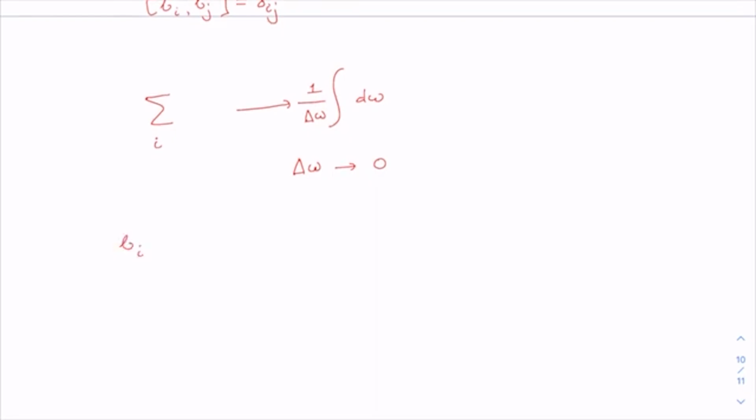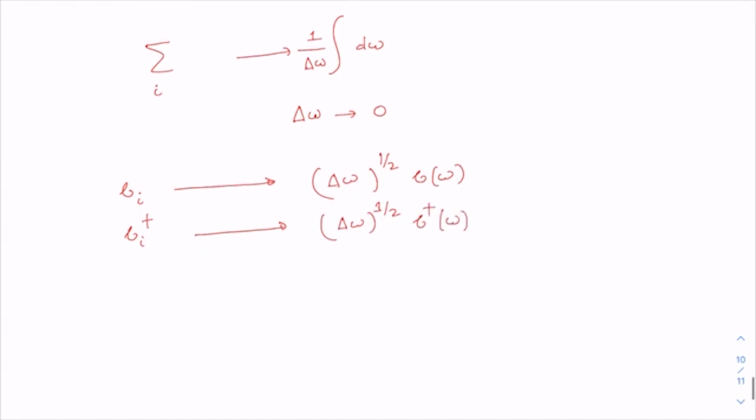So I will explain that. We have b_i, the discrete variable. Now in the continuum limit, it would become delta omega to the power half b of omega, and b_i dagger in the discrete space is going to be delta omega to the power half b dagger of omega in the continuum.